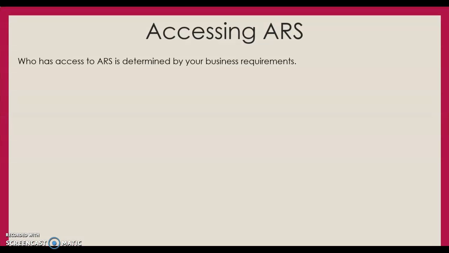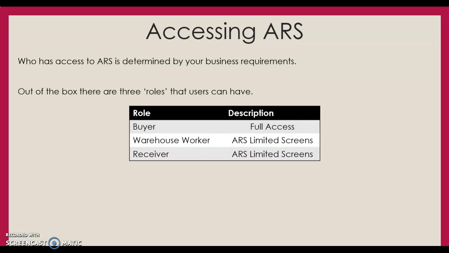Who has access to your ARS is determined by your business requirements. Out of the box, however, we do have 3 roles that users can have: a buyer, a warehouse worker, and a receiver. Full access, limited screens. A buyer would be an executive or a manager of procurement or purchasing, whoever is in charge of your departments, and can see everything that is in your portal.